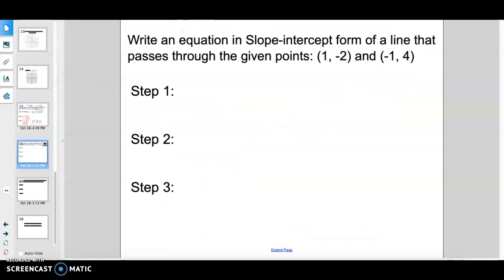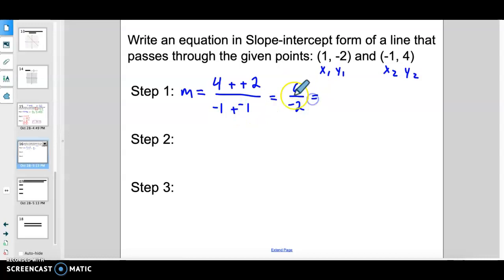I'll show one more example like that if you would like to see one. So I'm going to start off with labeling, so x1, y1, x2, y2. So we're going to first find our slope. So y2, so 4 minus y1, so negative 2. And then x2, so negative 1 minus x1. So this turns into plus positives. We've got 6 over negative 2. 6 divided by negative 2 is negative 3. So that's my m. So I found part of it.